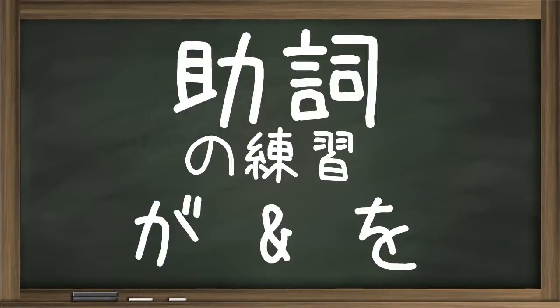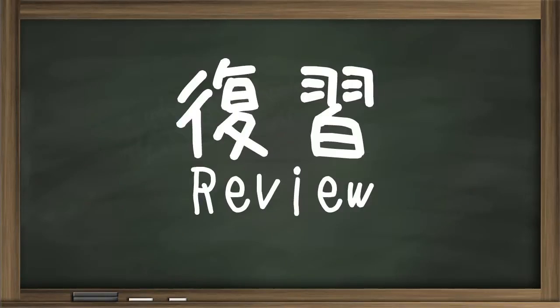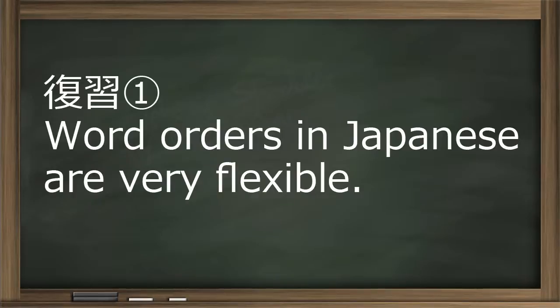Last time I talked about Japanese word orders and some of the case particles ga and o. I'm going to talk a little bit more about the case particles ga and o here today. This is just a quick review of the things I went through in my last video. Review point number 1. Word orders in Japanese are very flexible.